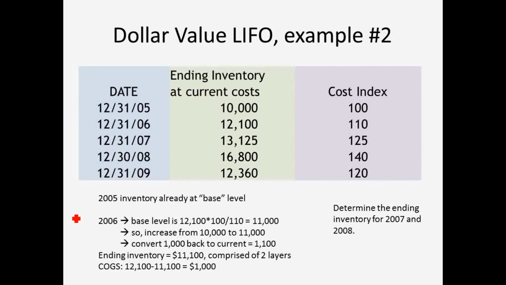All right, so we're now starting our dollar value LIFO computations as of 12/31/05. These are at the base year value of 100. Sometimes you'll see the indices as 1.2, 1.3. Sometimes you'll see them in percentages. This is in percentages. So 100% is equal to 1. 110% is equal to 1.1.